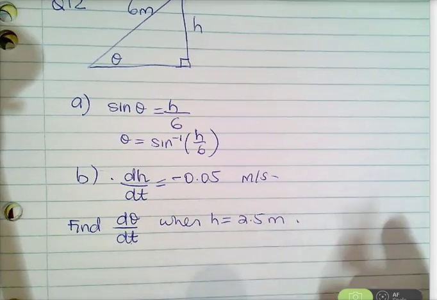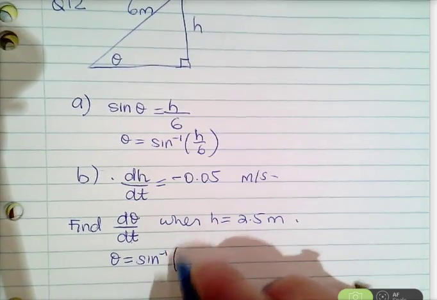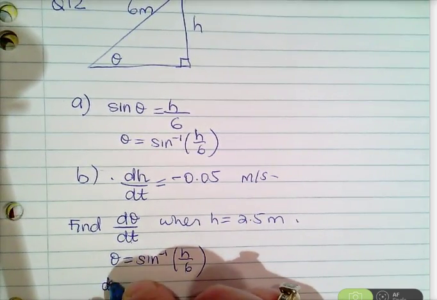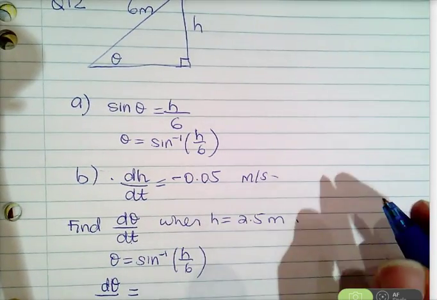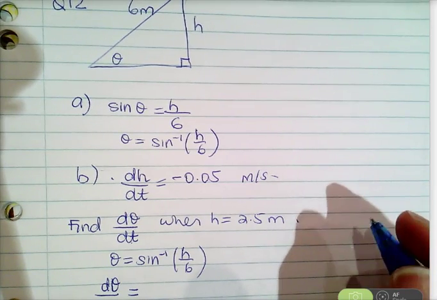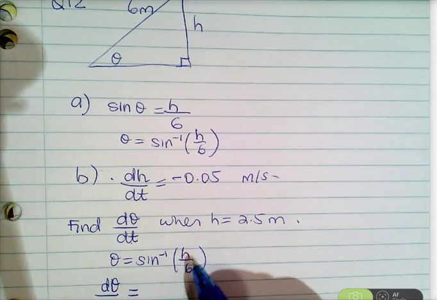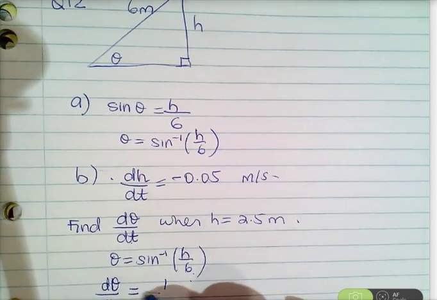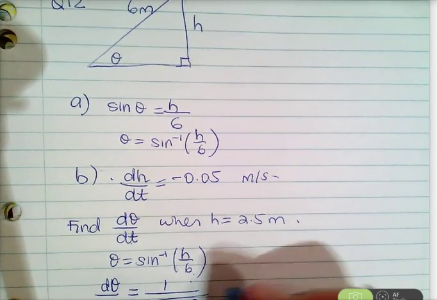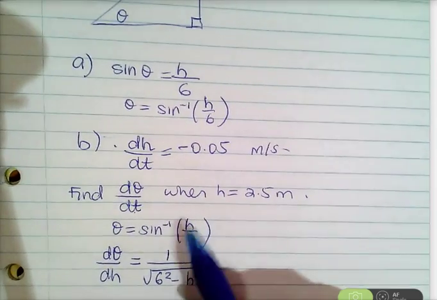Sorry, d theta dt. So we've got an expression here for theta. So theta equals the inverse sine of h on 6. So we can do d theta dh. And if you look at your rules, we're actually going to use the rule exactly as it stands because it's in that format of x on a. Okay, so it'll be 1 over the square root of 6 squared minus h squared. Okay, that's what d theta dh is. Sorry, you couldn't see that.